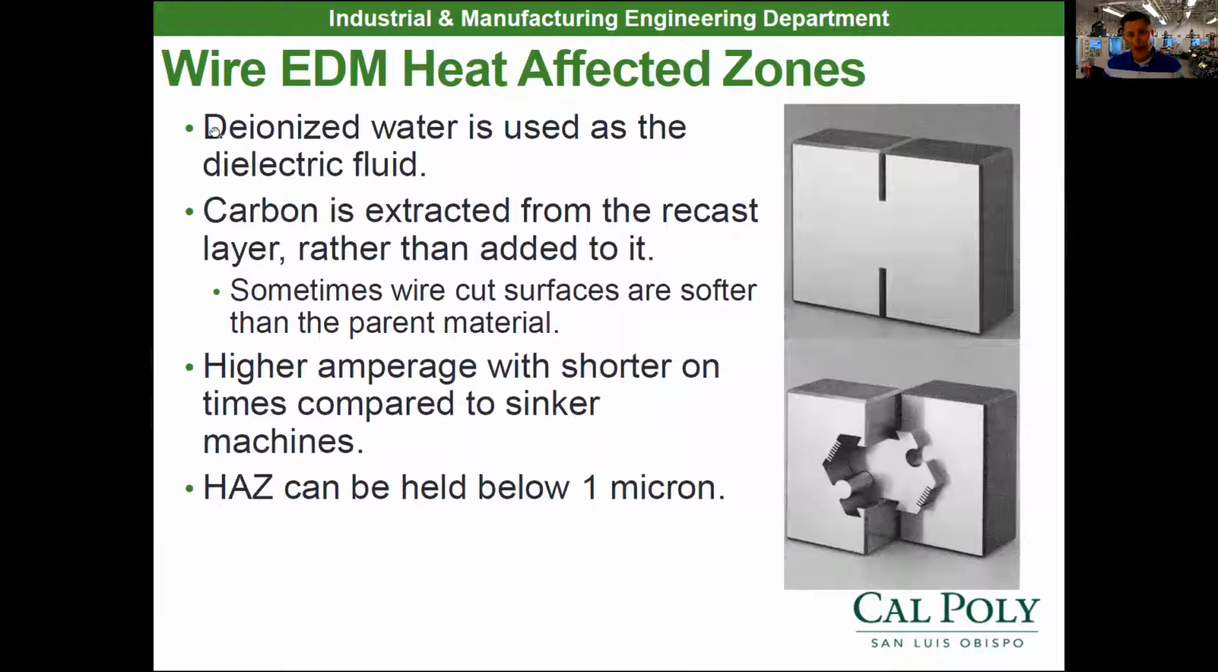So the wire EDM now will actually cause the surface to maybe get softer. So carbon's extracted from the recast layer rather than added to it because it has to do with the water, right? The deionized water. So sometimes the wire surfaces might be a little bit softer and you got to just watch out for that. So if you look right here, this looks like one part, but when you slide it apart, it's two parts, right? It's pretty impressive though, the depth of these little small cutouts. You can't do that with any other machining process we've talked about.